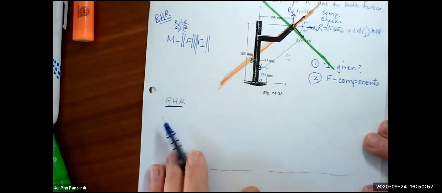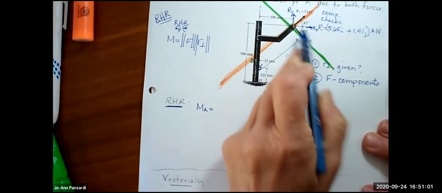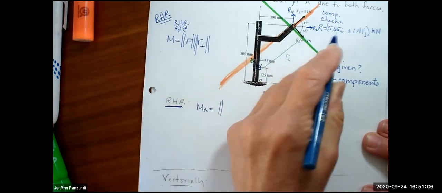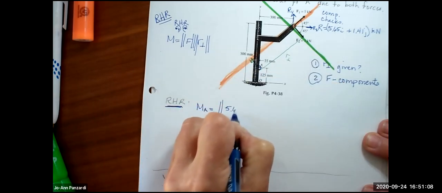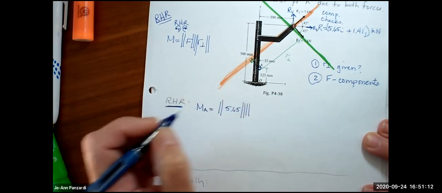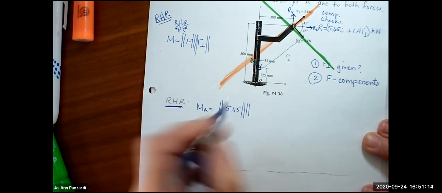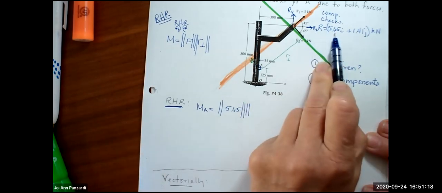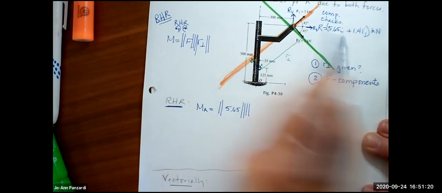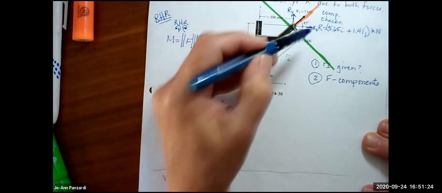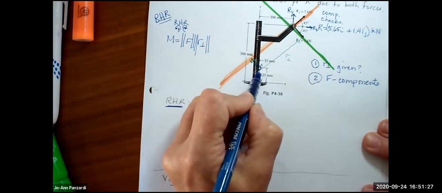So now I'm going to do the right-hand rule. I'm trying to find the moment about point A. And remember, we still have two forces. So it's the absolute value of the first one, 5.65. And Mackenzie? So the absolute value, I'm doing Rx first, the X component, 5.65. What is the perpendicular distance between the force here and point A?